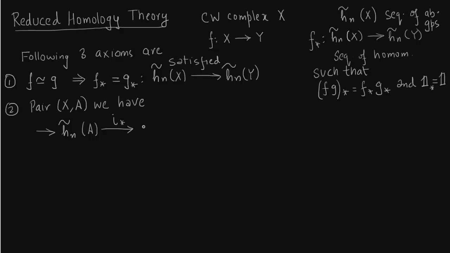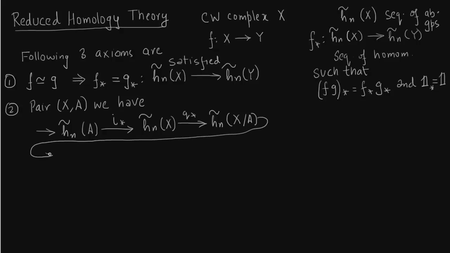So these long exact sequences arise for any given good pair like X comma A. So this is a CW pair. Obviously we are talking about CW complexes, so X comma A is a CW pair. So I is the natural inclusion map, A is included in X, and Q is the quotient map from X to X by A. So the standard long exact sequence is induced. So let me write this down, where I is the inclusion map and Q is the quotient map.